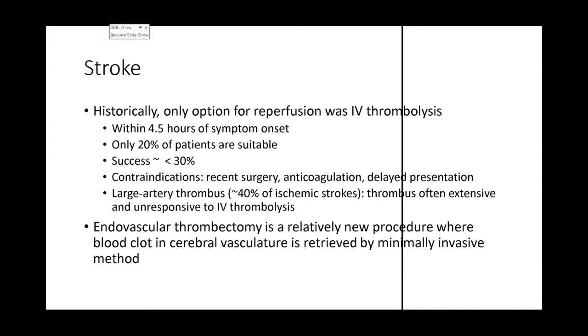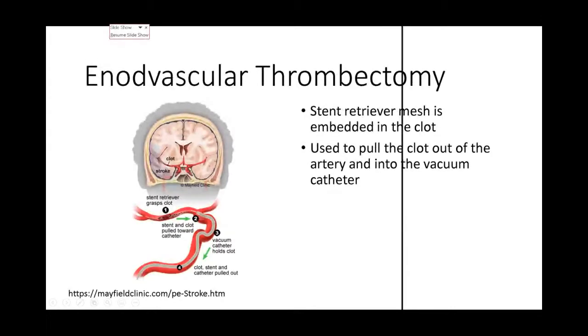Endovascular thrombectomy is a relatively new procedure where the blood clot in the cerebral vasculature is retrieved by a minimally invasive method. This is a simple diagram. As you can see, the stent retriever mesh is embedded into the clot and is used to pull the clot out of the artery into the vacuum catheter, and then the clot and stent in the catheter are pulled out at the end.